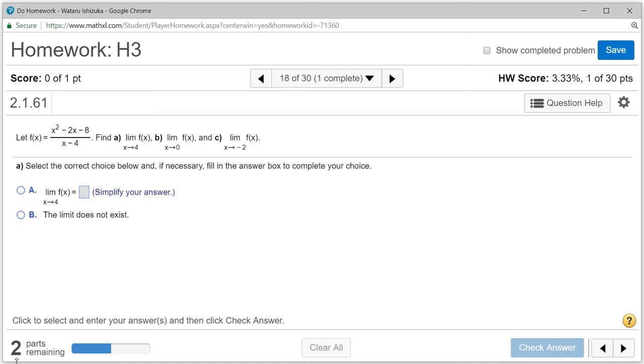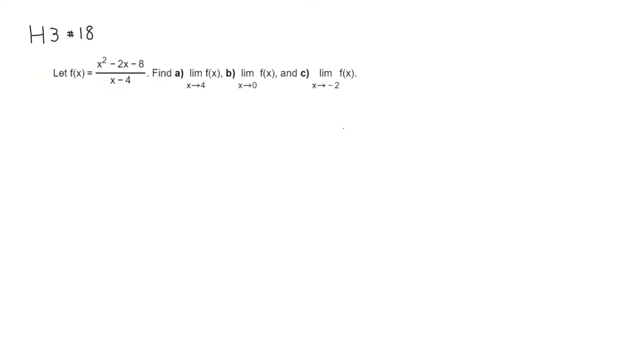All right, let's look at homework 3, problem number 18. Let's evaluate these limits. Part A, we want to evaluate the limit of f of x as x approaches 4. So the limit of f of x, which is x squared minus 2x minus 8 over x minus 4, as x approaches 4.